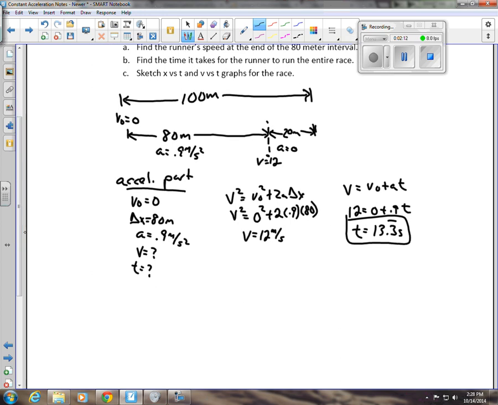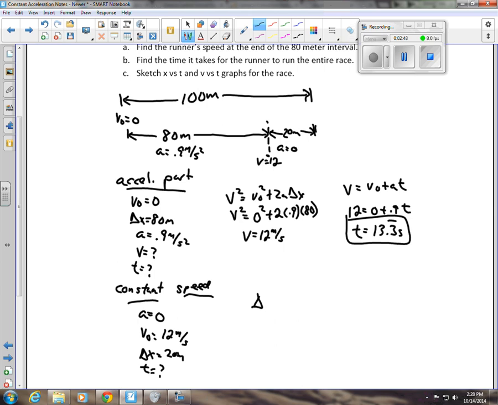Now, I'm going to do the constant speed part. There's a couple ways to do it, but if I want to use the same method, I can say the acceleration for that part is 0. The initial speed for that part is 12, because the ending speed for the first part of the race is the beginning speed for the second part. And then I know that the distance for that part is 20 meters. And then I'm going to look for the time because that's my goal. It's not how long it takes to run the entire race.